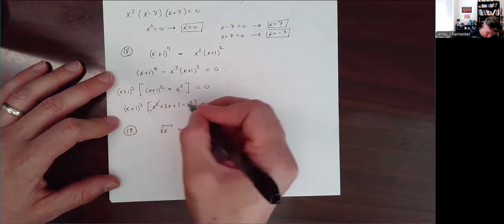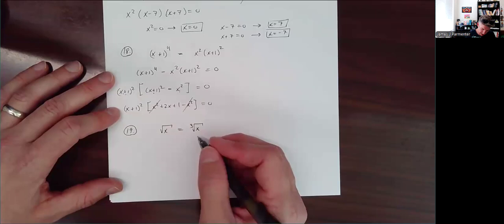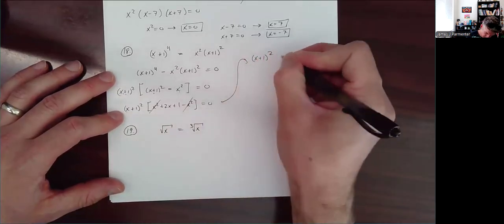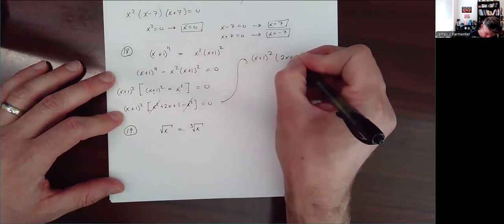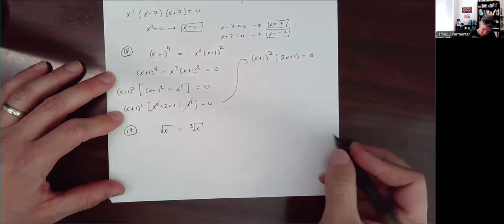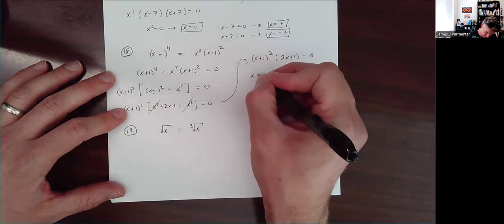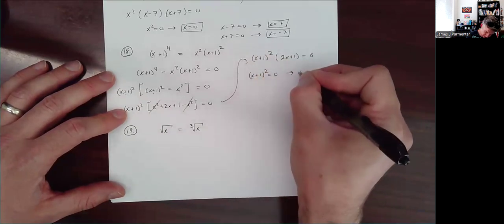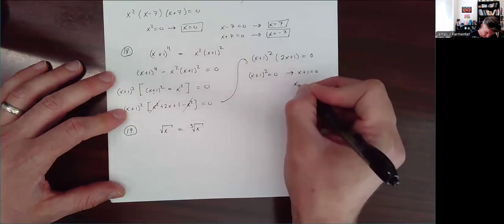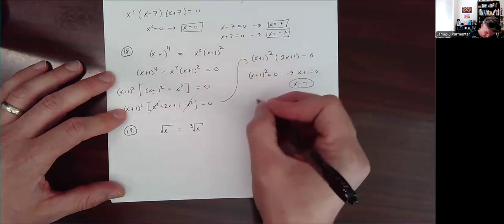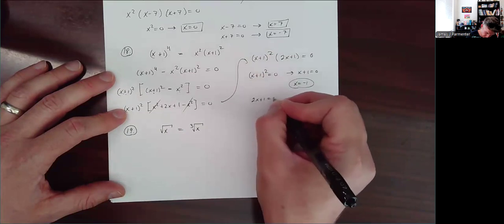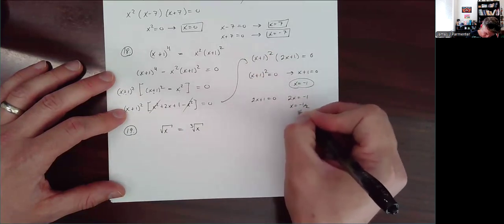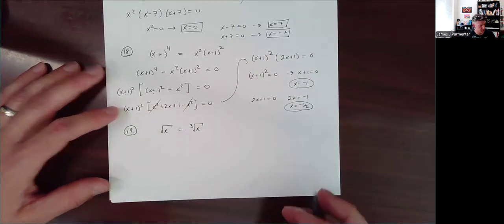I'm going to cancel the x squareds there and get x plus 1 squared times 2x plus 1 equal to 0. I'm going to set each factor equal to 0. So that's going to give me x plus 1 equal to 0, which gives me x equal to negative 1. I'm going to set 2x plus 1 equal to 0, get 2x equal to negative 1, get x equal to negative 1/2. Cool.